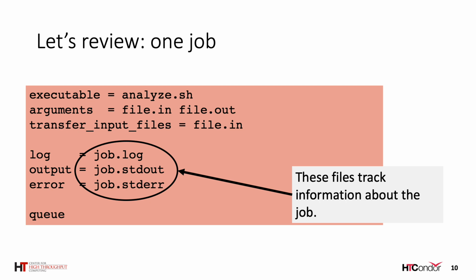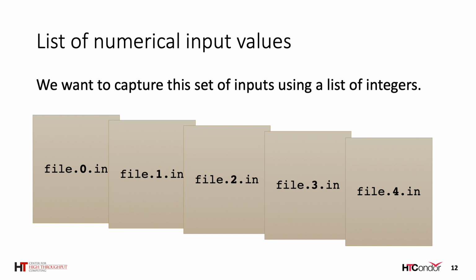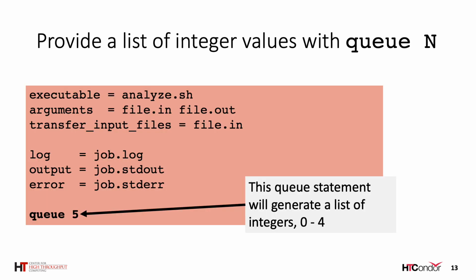And we're going to move into our first example where, say, we want to run this sample job, but we have several input files as shown here, and we want to run one job per input file. So the first thing we need to do is provide Condor with a list of the different inputs we want to use. And in this case, because our input files are numbered, that's basically going to be a list of integers, 0 through 4.